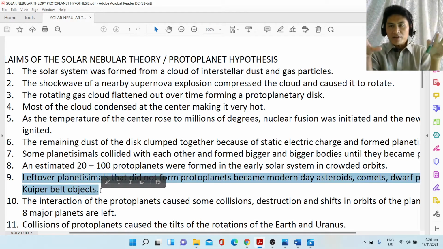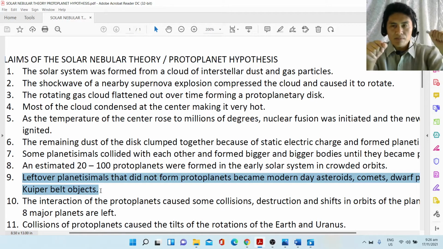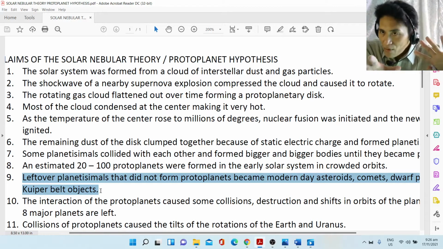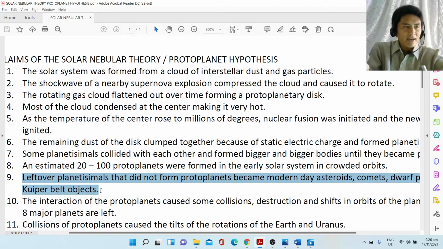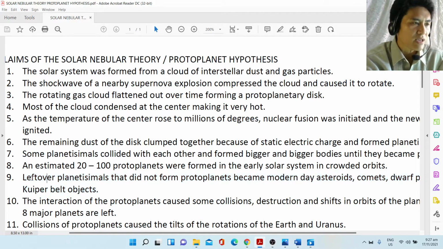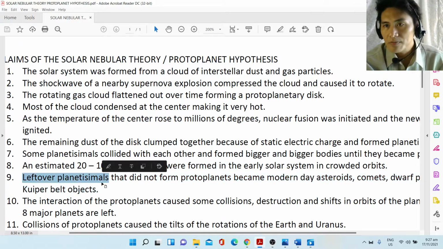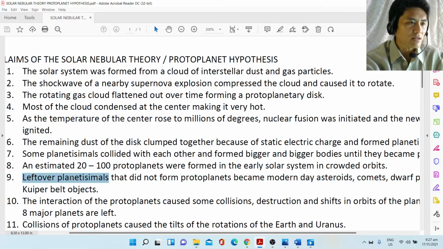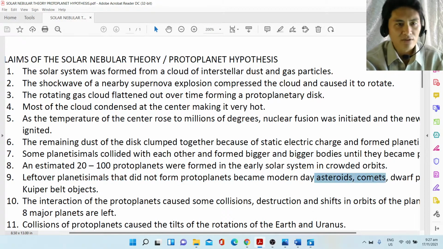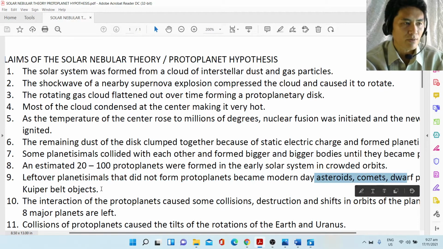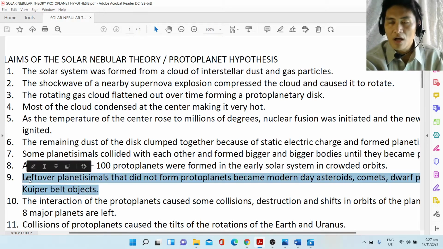Okay, so remember, dust particles created planetesimals, planetesimals became protoplanets, protoplanets became planets, but some of the planetesimals did not evolve to become protoplanets. Some planetesimals were just simply left over. And these leftover planetesimals did not form protoplanets, and they became what we now call asteroids, comets, dwarf planets, and Kuiper belt objects, or even Oort cloud objects.